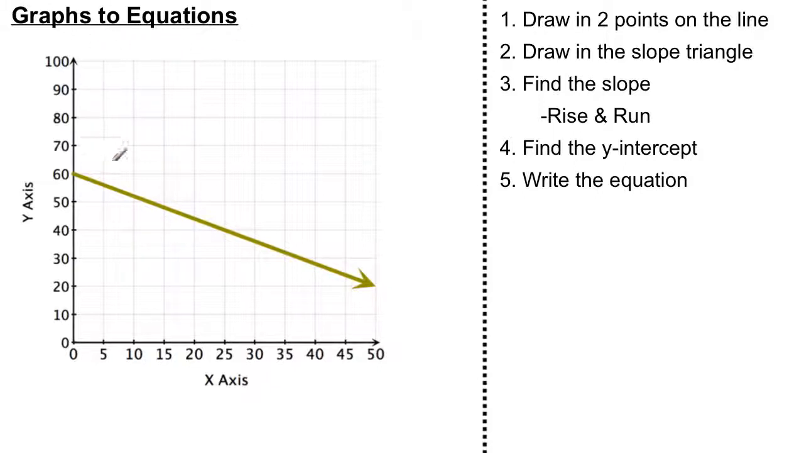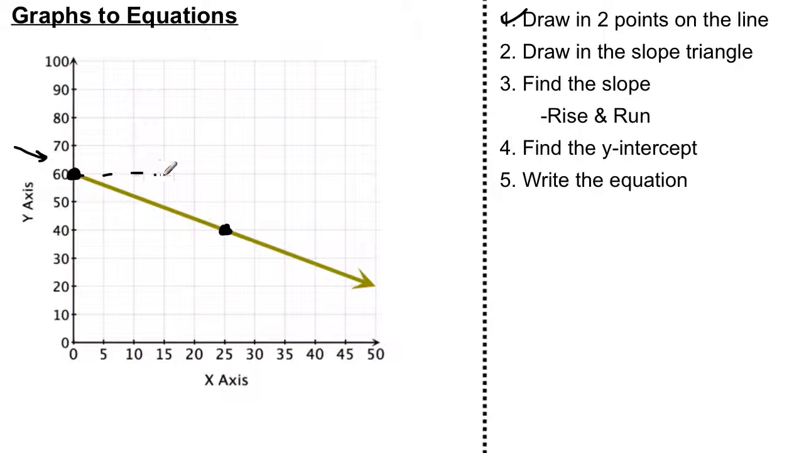Okay, now don't be freaked out by the scale here. We'll deal with it. Okay, so the first thing we wanted to do is draw in 2 points. Let's use this point right here. Notice that that is the y-intercept. So let's use this point, and where's another easy point? This one right here. Okay. Now let's draw in our slope triangle.